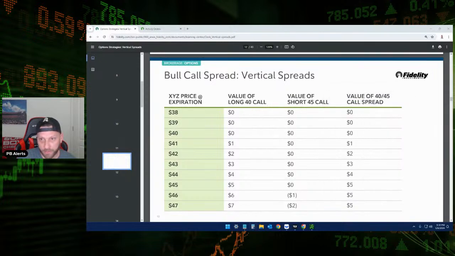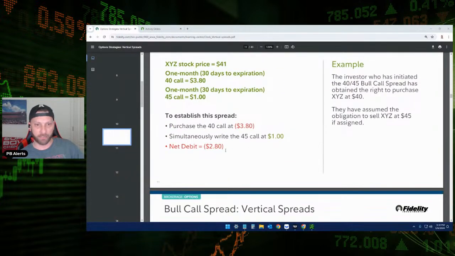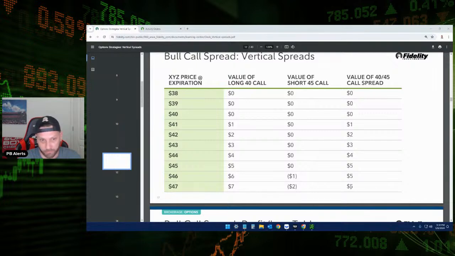Now, this is what the value of the call spread could be. If XYZ price goes up to $47, you can see the value of the spread maxes out at $500. In this particular example, I don't really like the risk reward, because you're paying $280, and your max profit at the end is only going to be $220. You get your $280 back plus $220, and that gives you the $5 value.